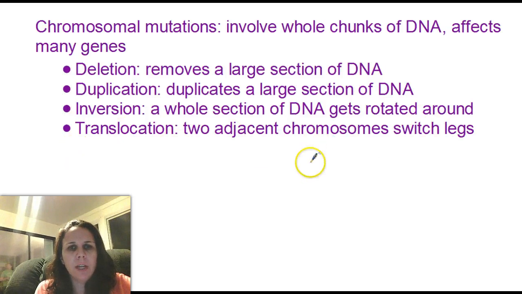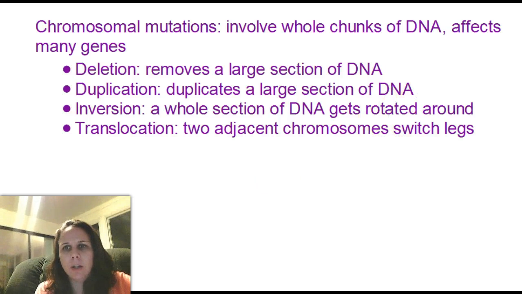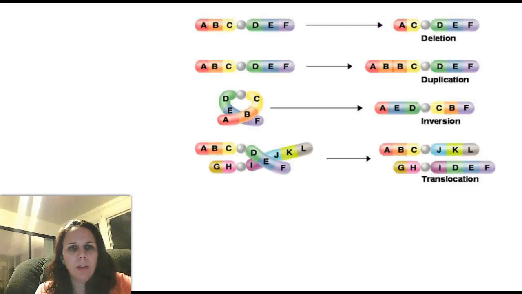Then we have a translocation, where we have two chunks of DNA that are right next to each other, and then his leg and his leg trade places with each other, so they each get a brand new leg. So a better way to explain this is by looking at this picture here.